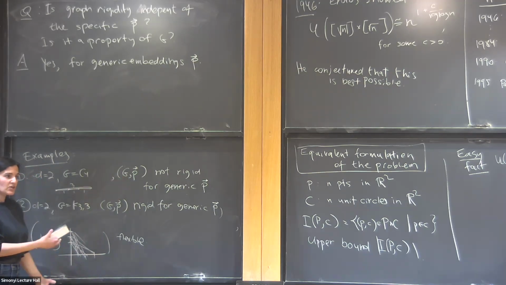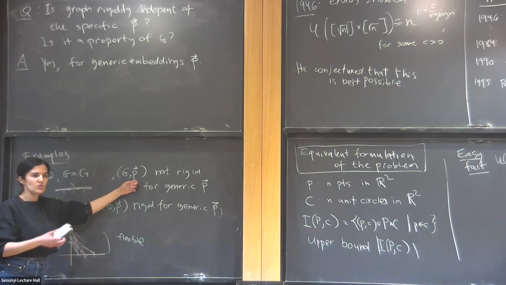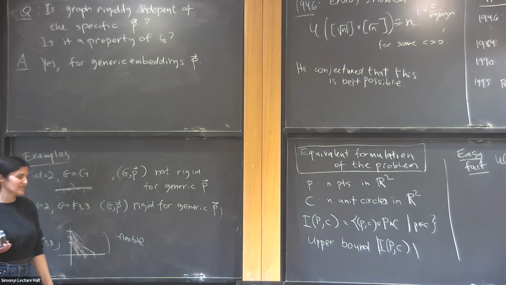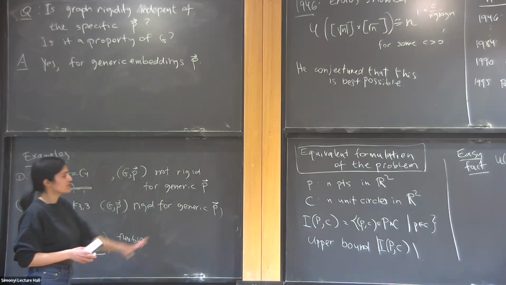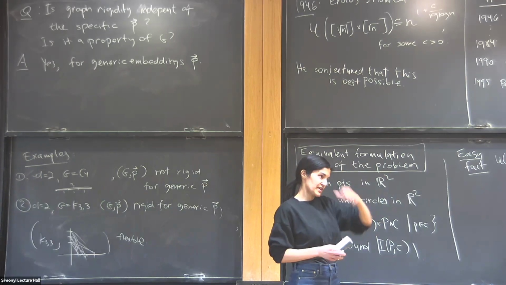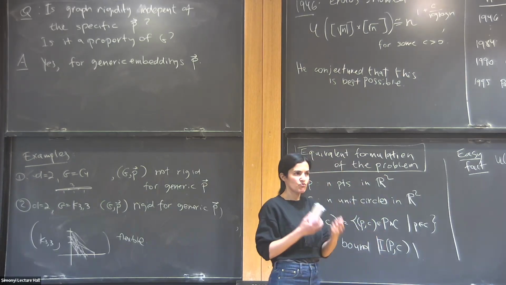But in the context of this talk, we do care about specific embeddings, because we're going to look at configurations that come from maximizing the number of unit distances, so they are highly non-generic. So in this talk, I'm going to look at the notion of framework rigidity as I defined it. We have a graph and an embedding, and we really care about this pair.